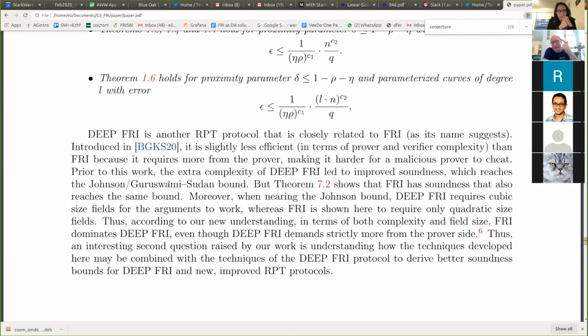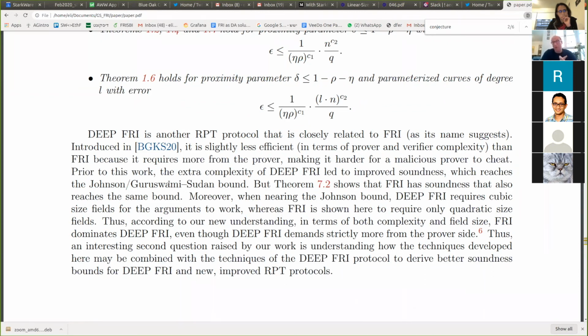The field size, if you look at the details, needs only to be quadratic, whereas for deep FRI, the provable results require cubic size fields and more. And in deep FRI, there's even a tiny loss in soundness with each step of the protocol, that's what we prove. Whereas in FRI, you don't lose anything. So it seems that FRI currently is strictly better in all aspects than deep FRI. That's our current state of understanding.